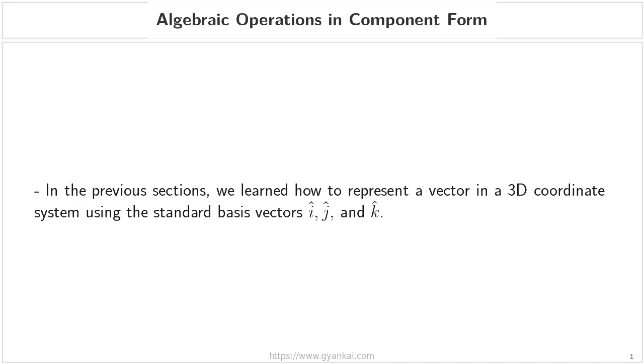Now, before we dive into the new material, let's take a moment to reflect on what we have already covered. In our previous lessons, we learned how to represent a vector within a three-dimensional coordinate system by using what we call the standard basis vectors, i hat, j hat, and k hat. These vectors serve as our fundamental building blocks for direction in 3D space.